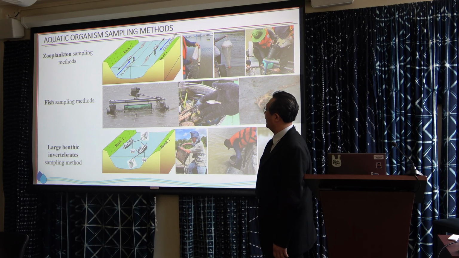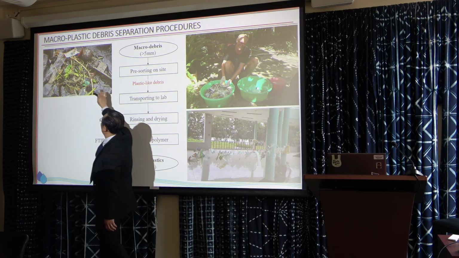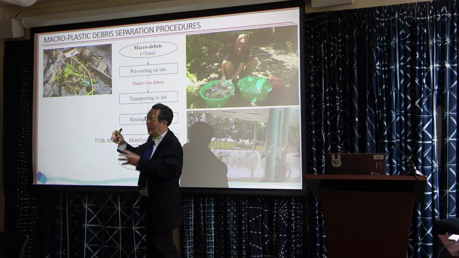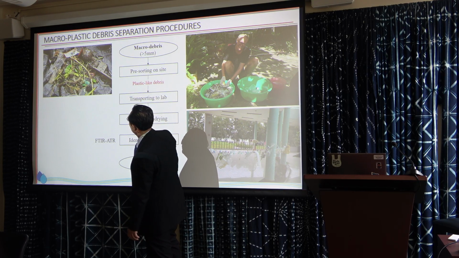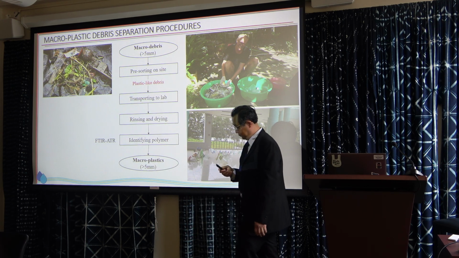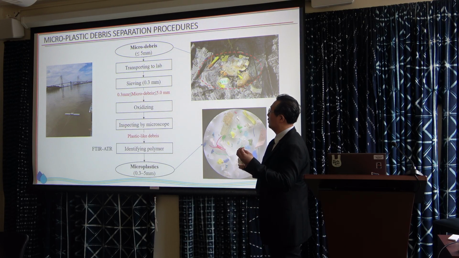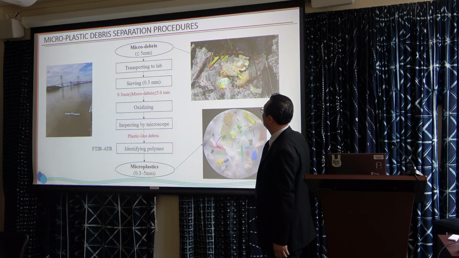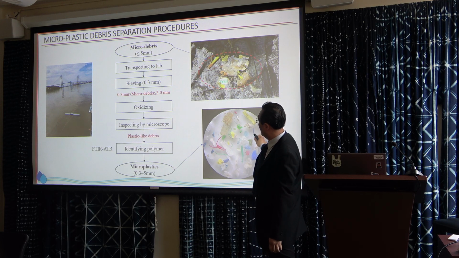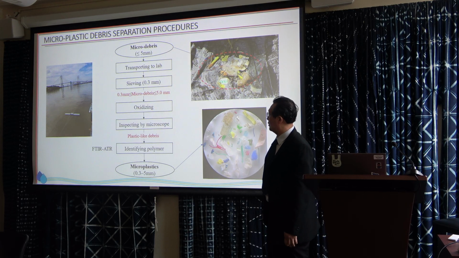And here is the method for collecting the aquatic organisms. This is the method for separating macroplastics, and we can see a lot of everything in here, and then we separate the plastic from the organic waste. Then finally we get the macroplastic larger than 5 millimeters. And this is the method for separating small particles of plastics. And here this is the real picture of the microplastic from the microscope.